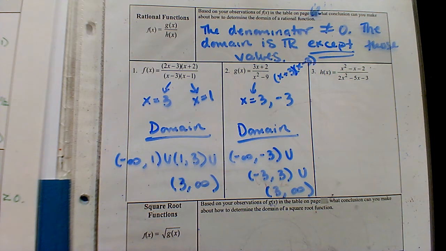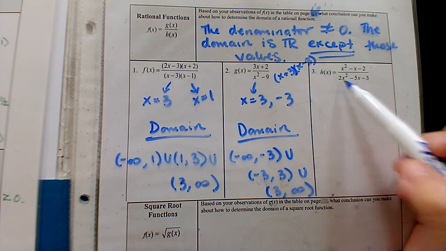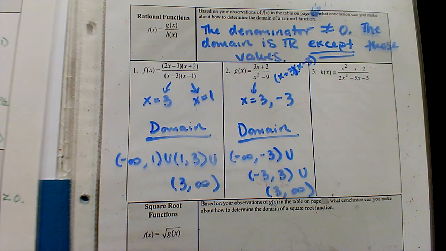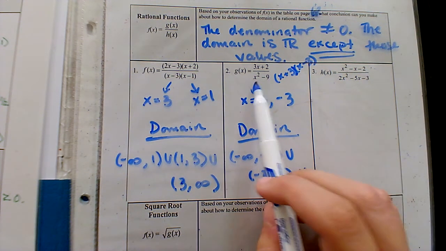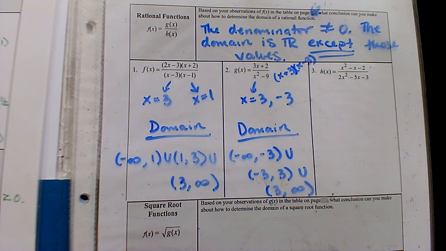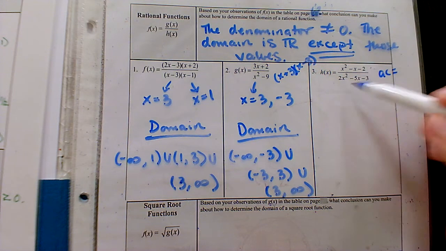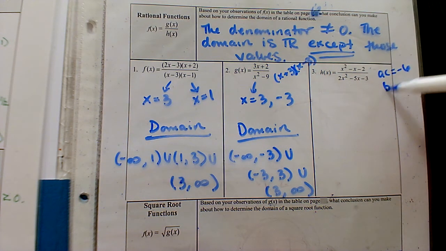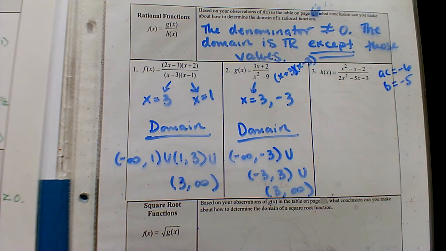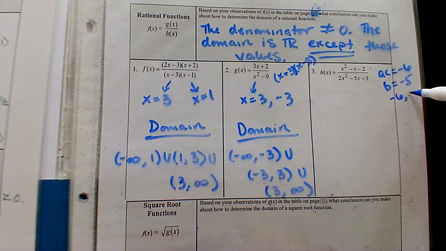Is there a GCF? No. It doesn't really fit the I am profile that I call it because of that 2 out front. It's definitely not a difference of squares like the previous one. So what else do you want to try? Go, Jordan. A times C. There we go. A times C. So 2 times -3 would be -6. B is -5. 2 numbers that multiply to -6 but add to -5, yeah. -6 and 1. -6 and a +1.